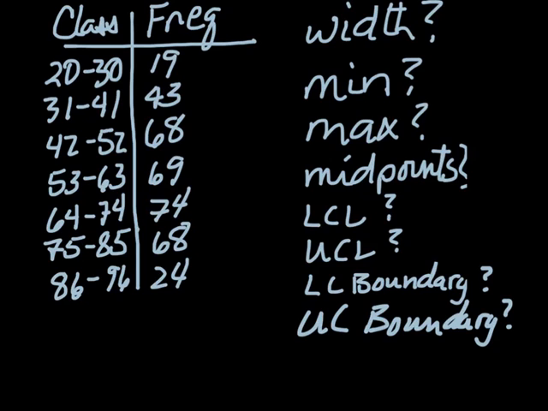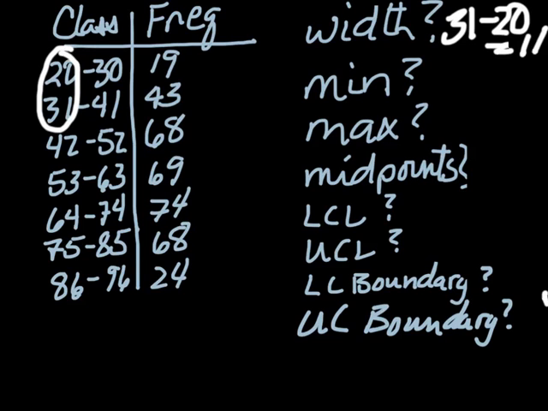So we're back. Here are the answers. What's the width? Well, I take 2 consecutive lower limits, and so it's 31 minus 20, or that's 11. What's the minimum value? It's 20. What's the maximum value? It's 96. And that's based on the classes, that's all you can say. If you had the data, these might change a little.